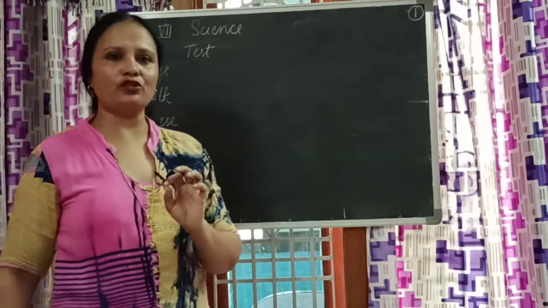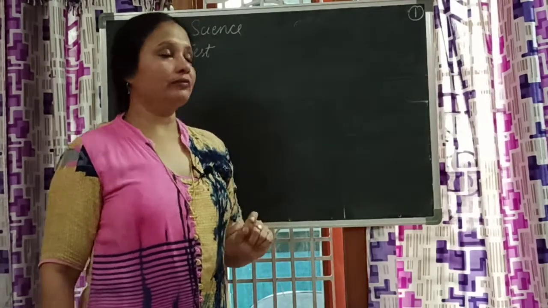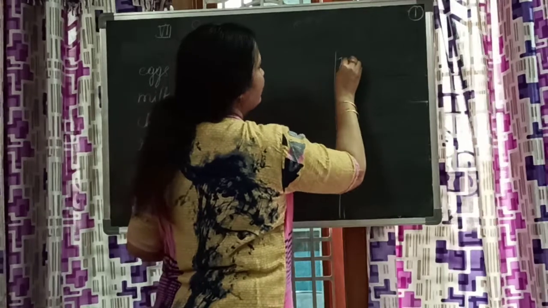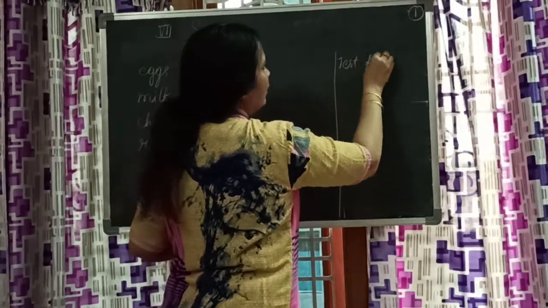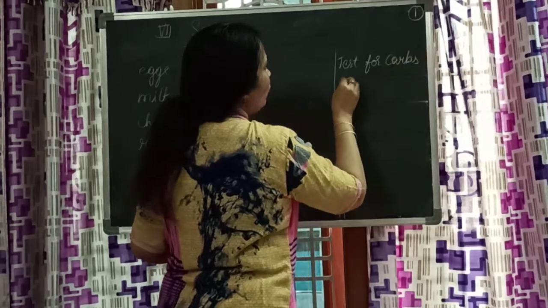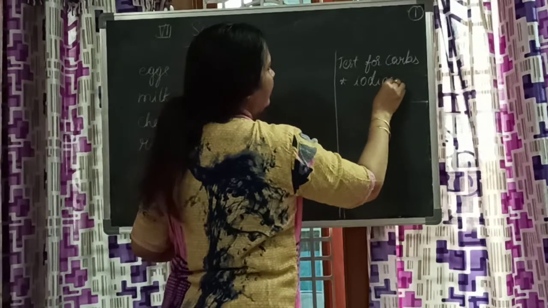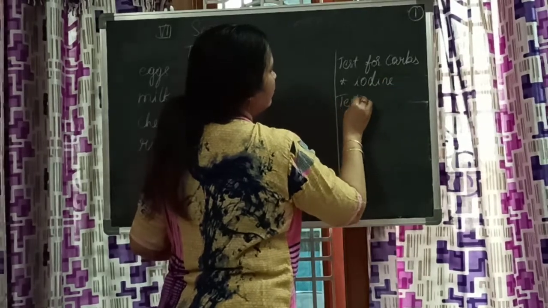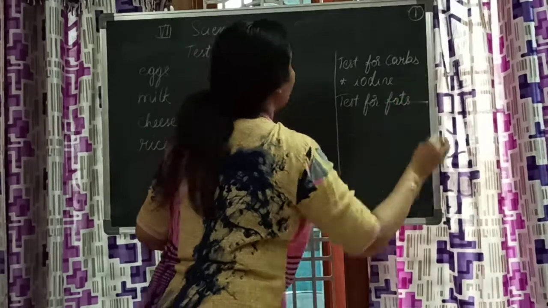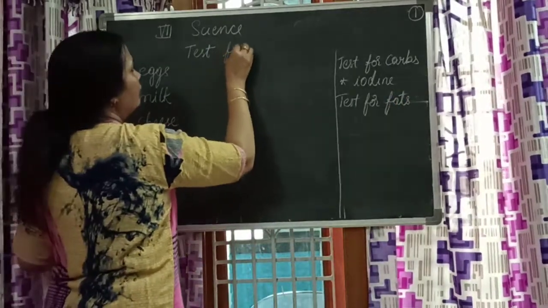For test for starch, what is the thing that we require? We require iodine. Now let us, I'll write it down here so that it will be easy for you. Test for carbohydrates. I am writing carbs. What do we need? You need iodine. Then test for fats. What do you need? I am going to tell you now. Again the same procedure, let us see. Test for fats.